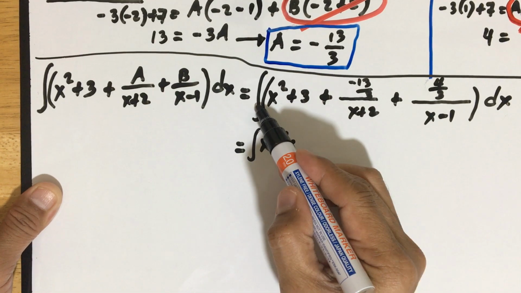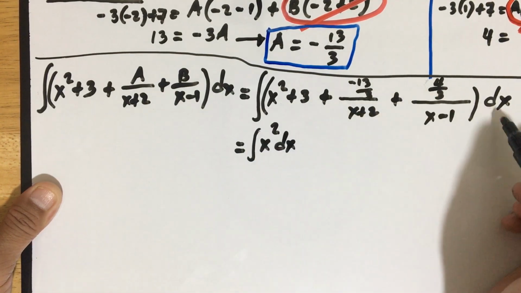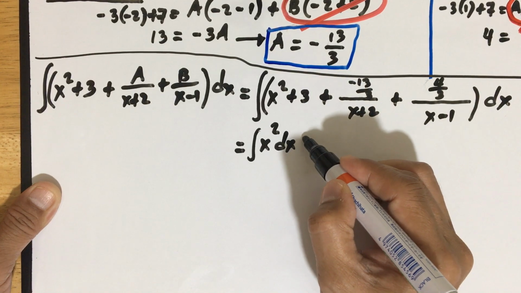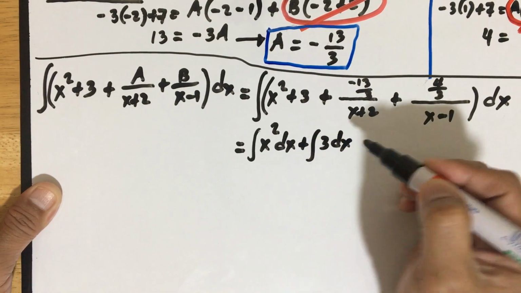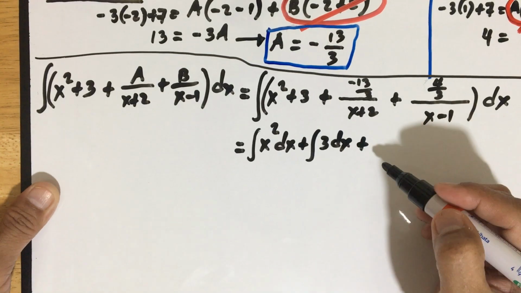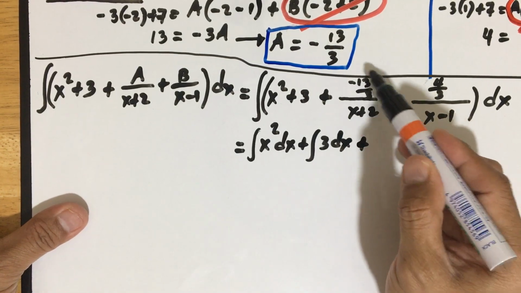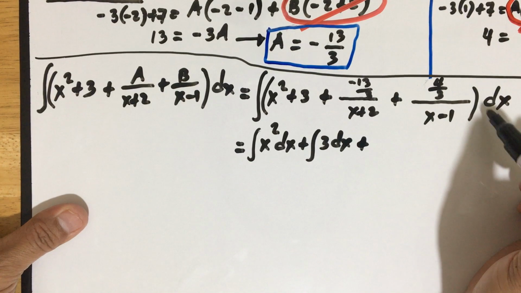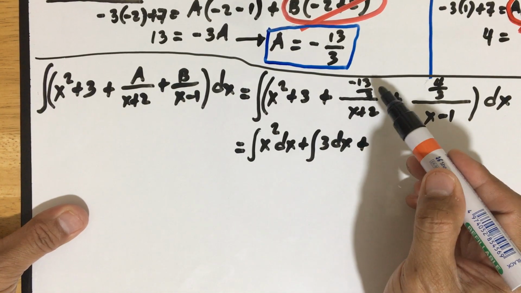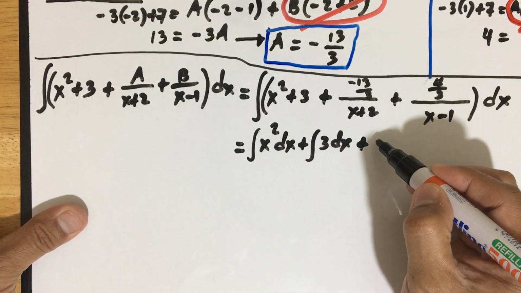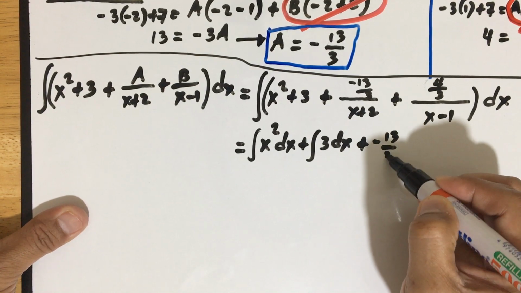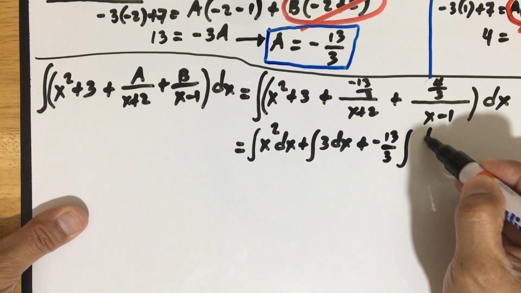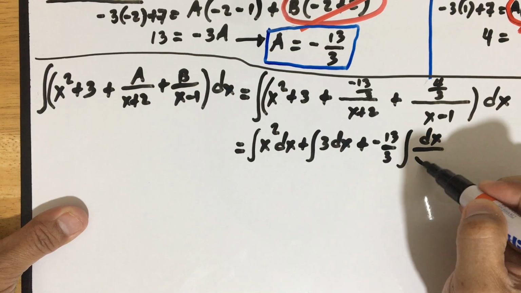We distribute the integral sign, also the dx, on its term. Then plus the integral of 3 times dx. Then plus, this is a constant multiplied by dx, so we can put the constant on the left side of the integral sign. So this is minus 13 over 3, and the integral of dx over x plus 2.